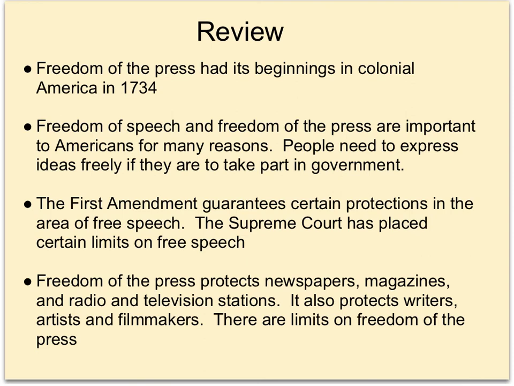Freedom of the press protects newspapers, magazines, radio, and television stations. It also protects writers, artists, and filmmakers. There are limits on freedom of the press.